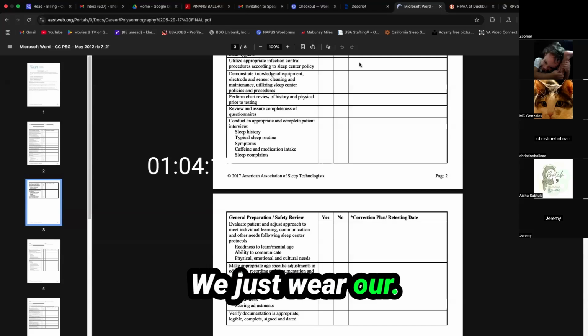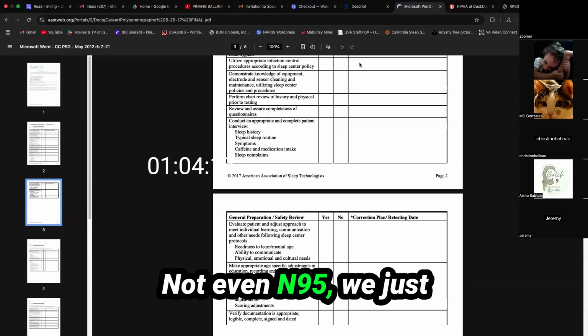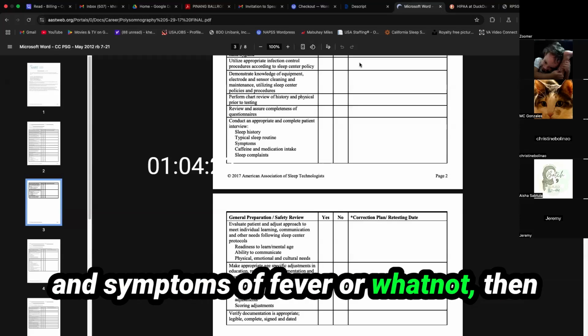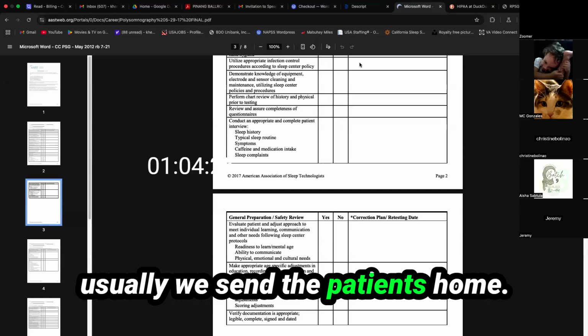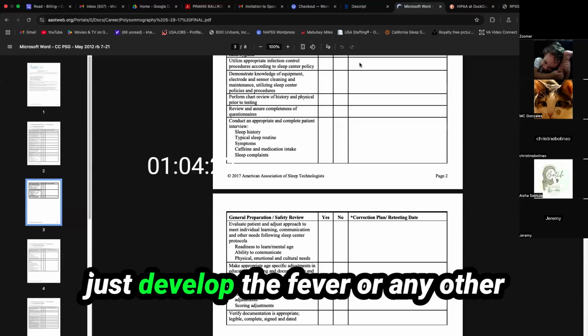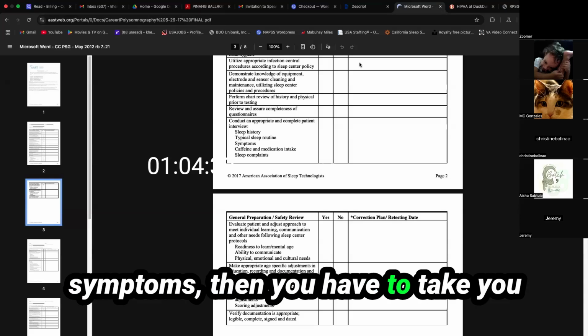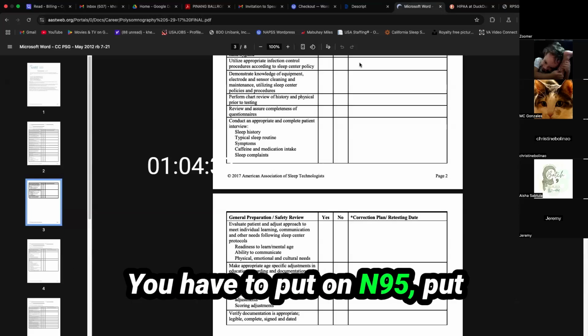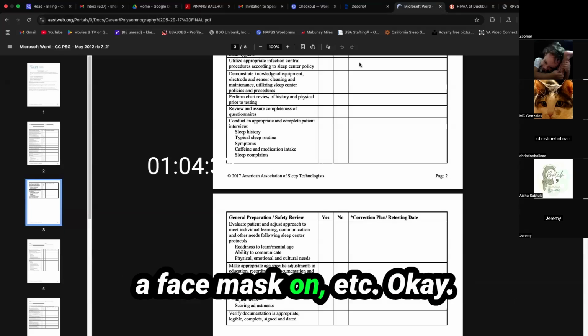We just wear our surgical mask, not even an N95, unless the patient is exhibiting any signs and symptoms of fever or whatnot. Then usually we send the patients home. If the patient's already there and they just develop a fever or any other symptoms, then you have to take preventative measures. You have to put on an N95, put a face mask on, etc.